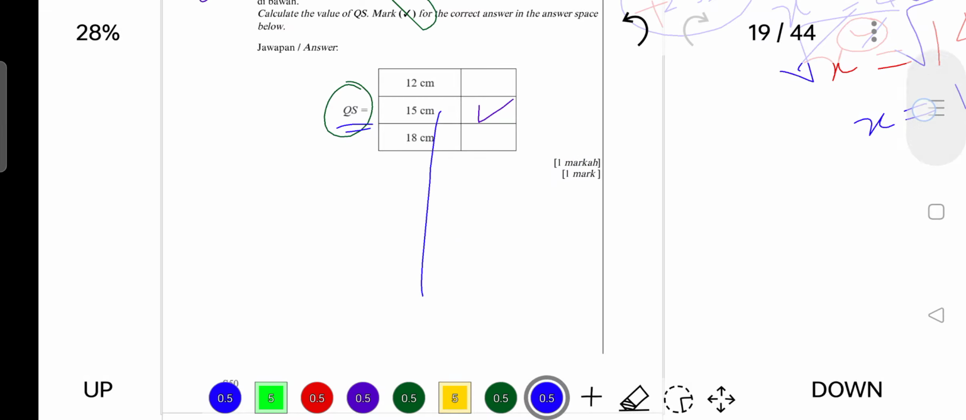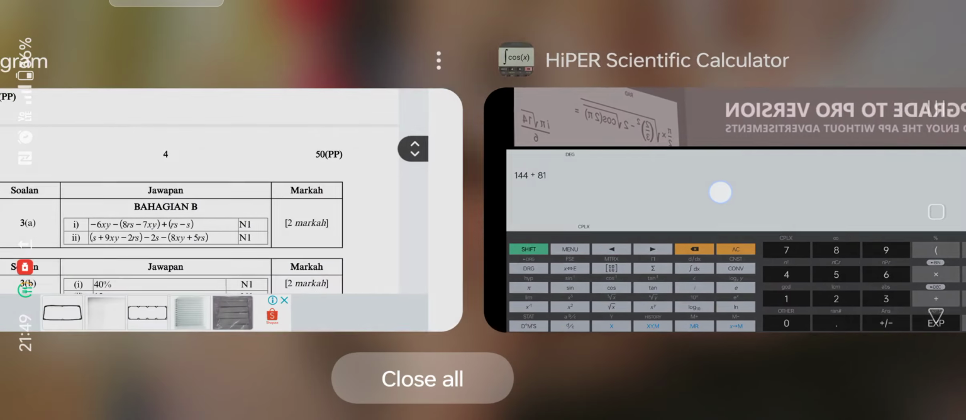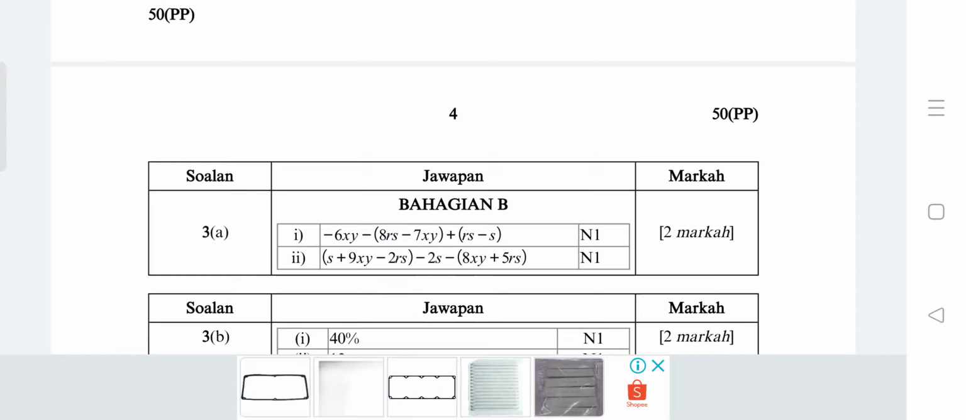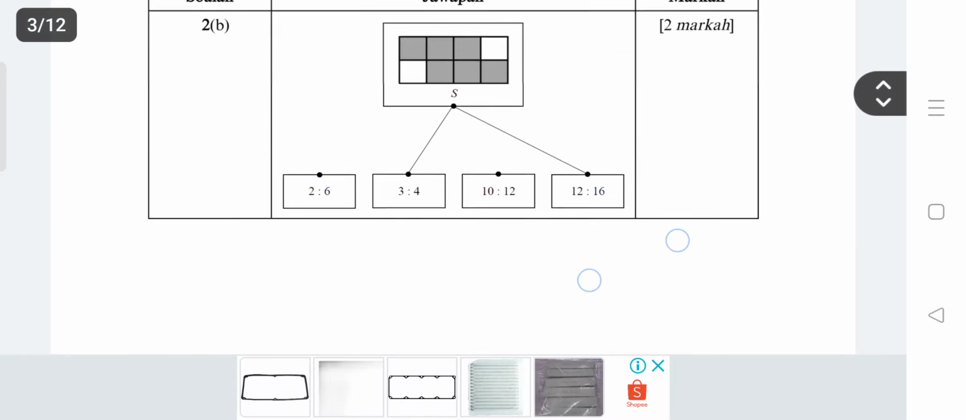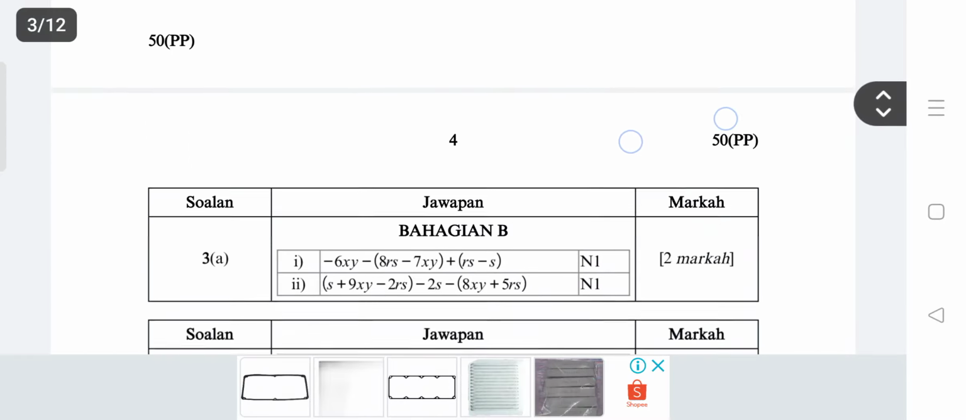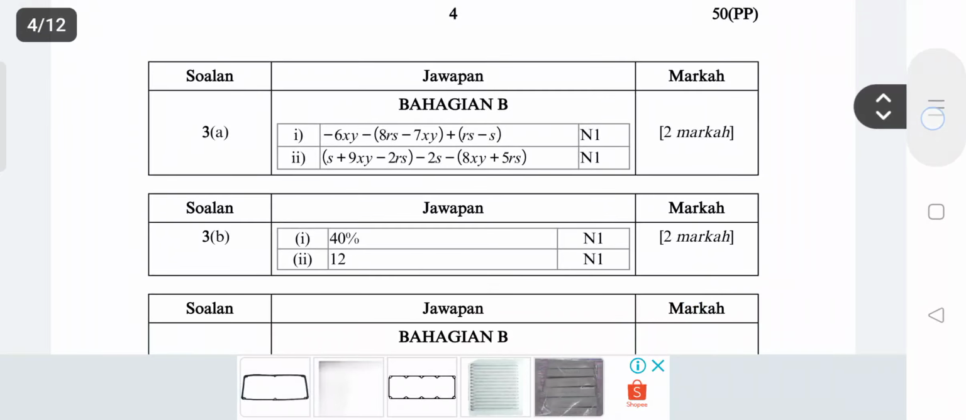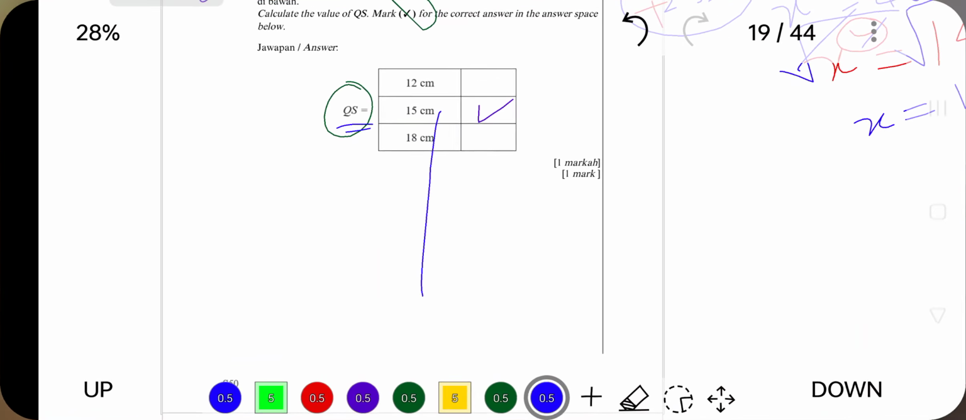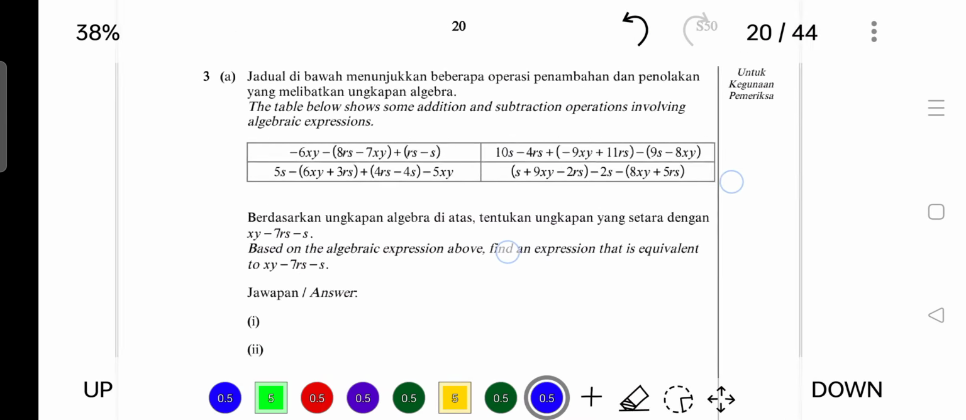So let's look at the answer. The answer is, oh, I don't have the answer for C here. It should be correct. Okay, it should be correct. All right, let's go to question 3.